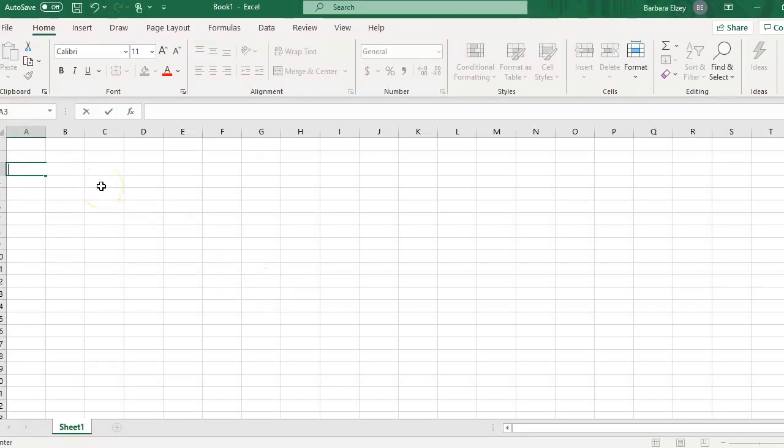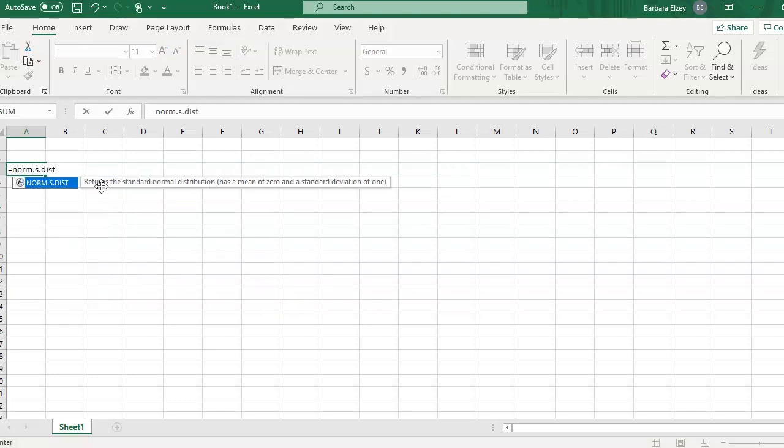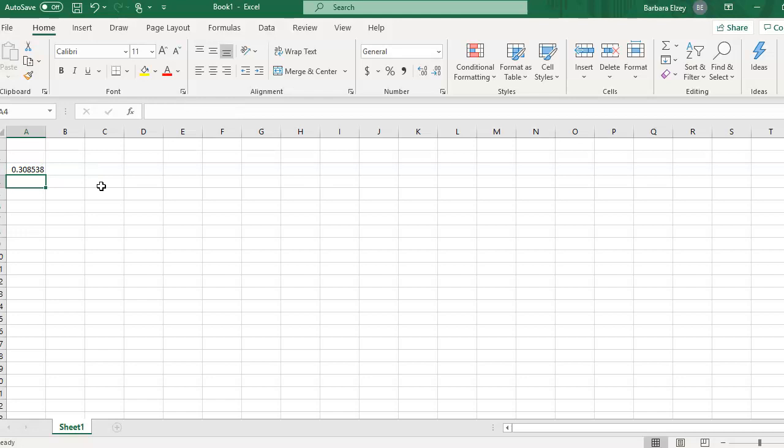So all I'm going to do is the following command, equal norm.s.dist, close it. I'll put in the z value. We just got negative 0.5, and then the word true, and close it. And hit enter. And notice that it gives me exactly the same probability that we found in our very first question, except Excel takes it out more decimal places. It's more accurate than our table can possibly be. So this will actually give us a more accurate answer if we need it.